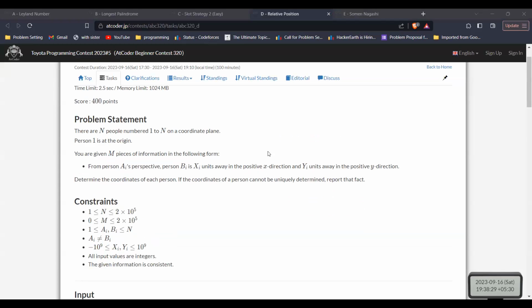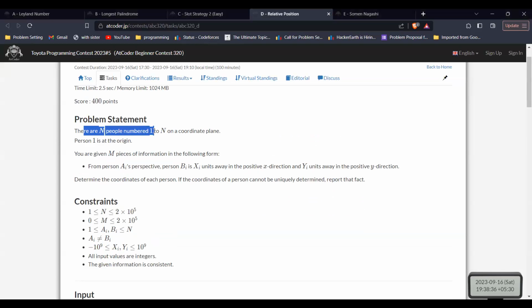Yes, it is a graph question, DFS. So in this problem, we are given that there are n people numbered from 1 to n on a coordinate plane. We only know that the position of the first person is 0, 0, that is, he or she is at the origin. And then we are given m pieces of information that from A_i's perspective, person B_i is X_i units away in the X direction and Y_i units away in the positive Y direction. So we have to find the coordinates of each and every person.